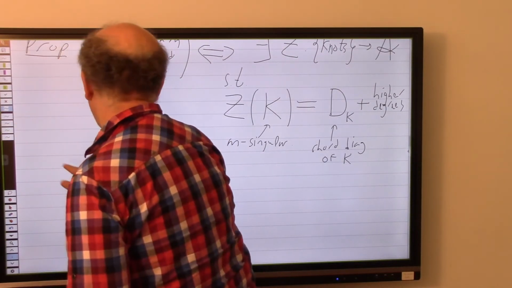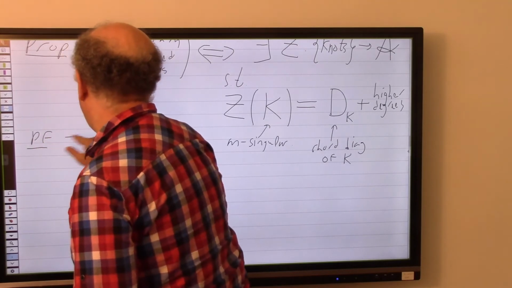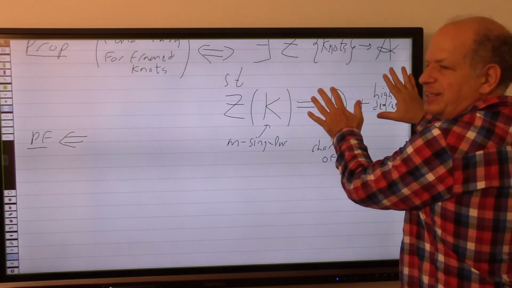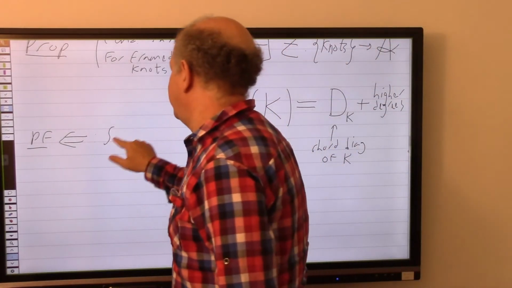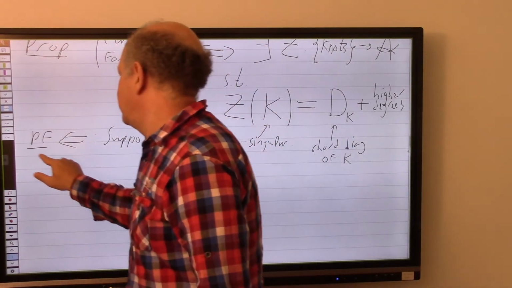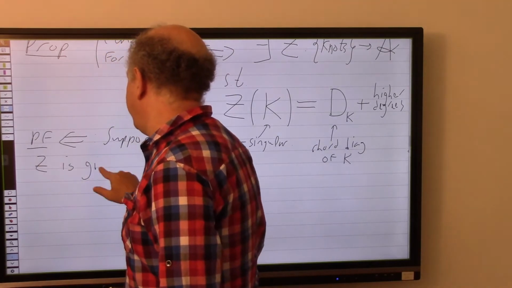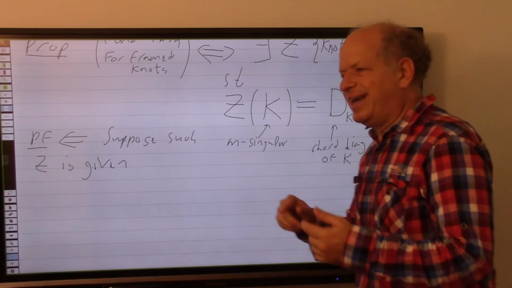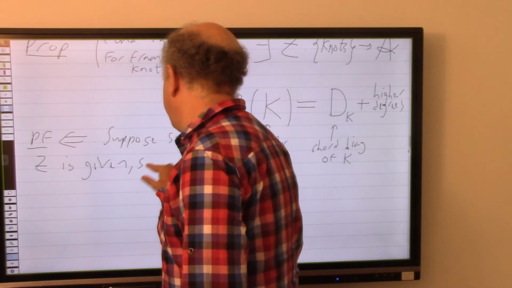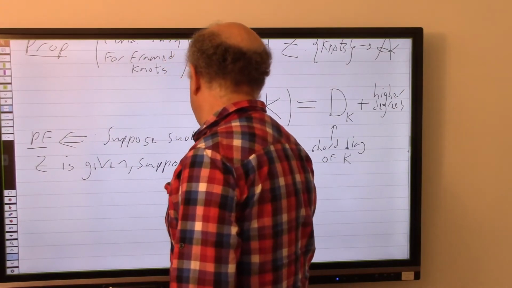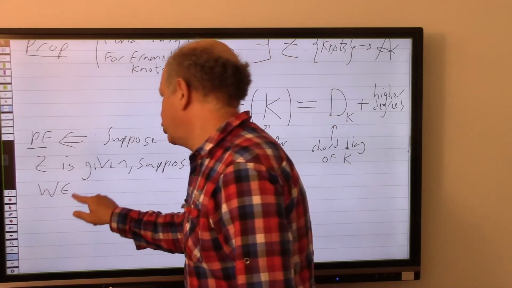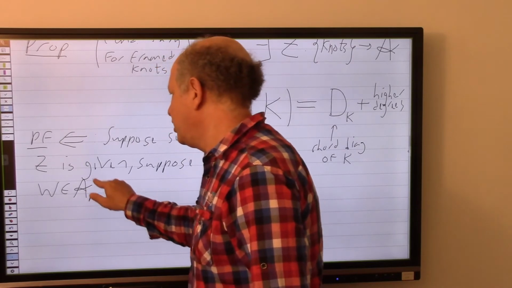So, well, it's an if and only if statement. So, it has two sides. Suppose I had such an invariant Z. Okay? So, suppose such Z is given, and now I have to show that every weight system comes from an invariant. So, suppose W is some weight system. So it belongs to the degree M piece of A dual.